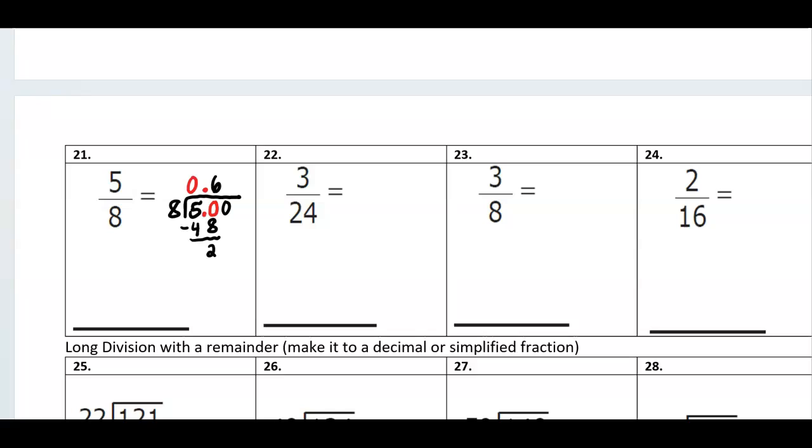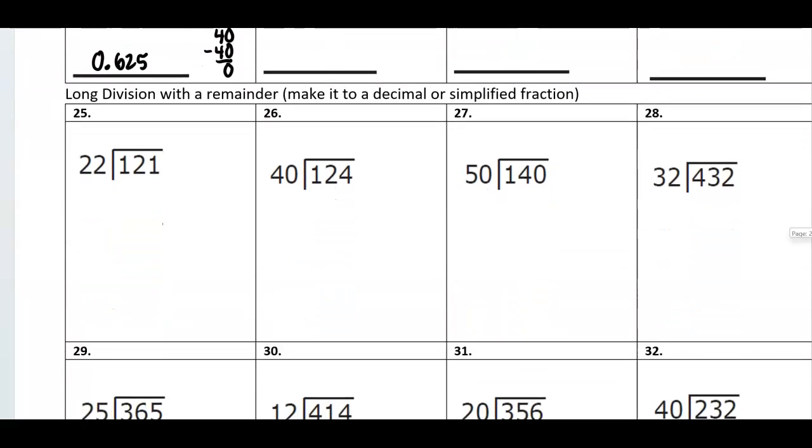It's not 0.62. Put another 0. Bring it on down. 8 can go into 20 2 times. 2 times 8 is 16. So 20 minus 16 is 4. Not done. Put another 0. Scoot it on down. 8 can go into 40 exactly 5 times. Notice how everything is nice and neat. Everything's lined up. All right, yours should look exactly the same. Do not just put it all over the place. 0.625.